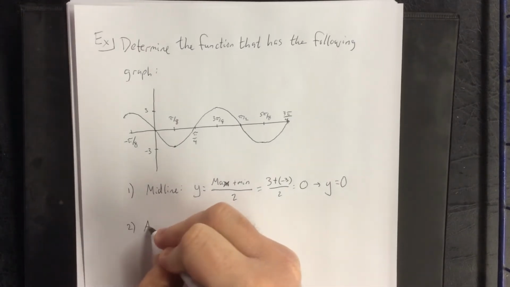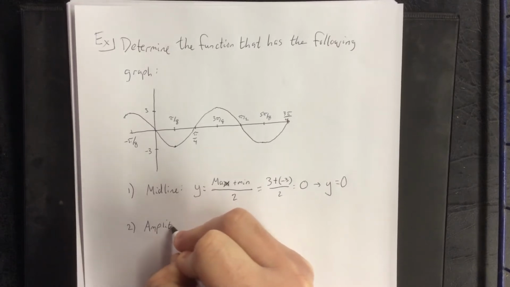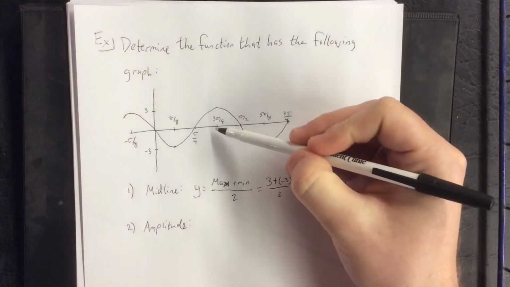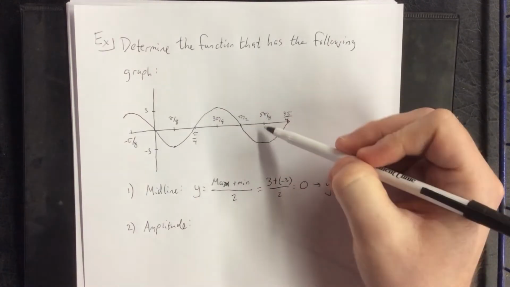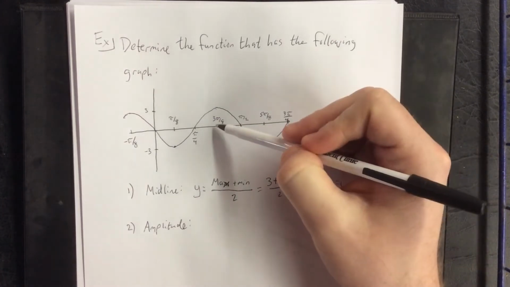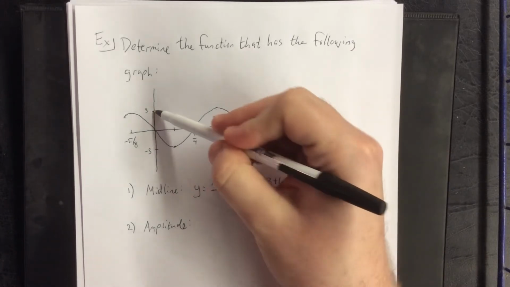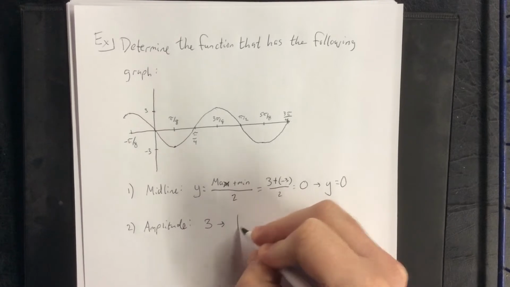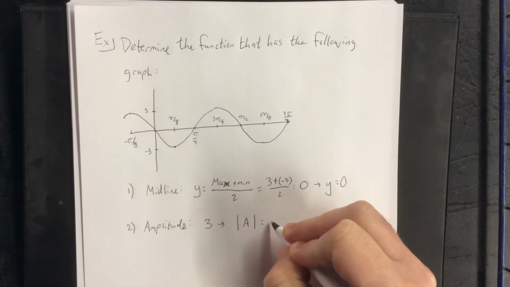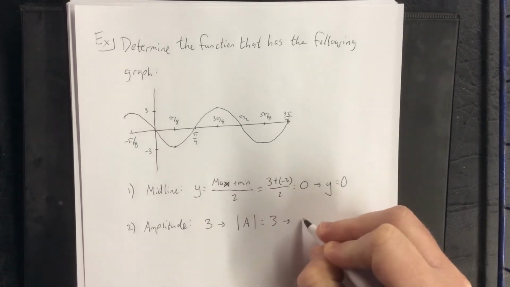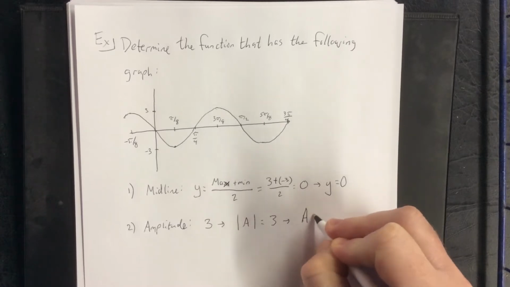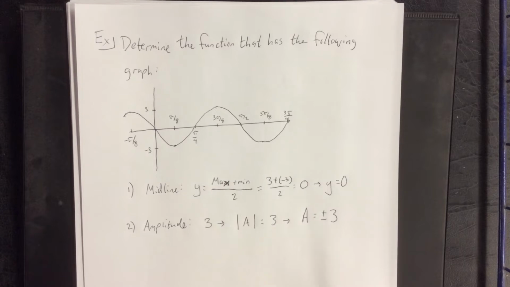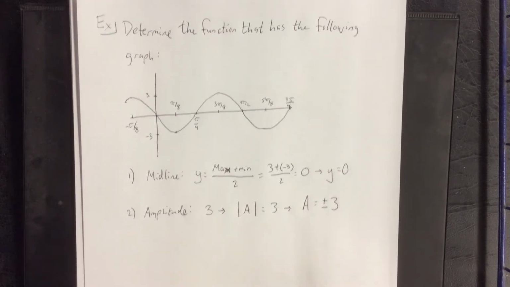Second up, amplitude. The amplitude is the vertical distance from the midline, y equals 0, to a maximum, or from the midline to a minimum. And we can see in both of those cases that we are going up 3 units. So that lets us know that the absolute value of A is going to be 3, which lets us know that the actual value of A will be either positive 3 or negative 3. We'll make a judgment call on which one of those it is in just a moment.